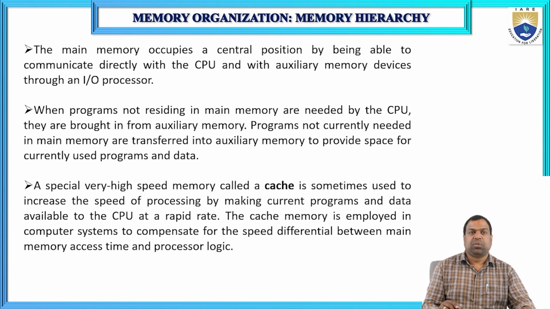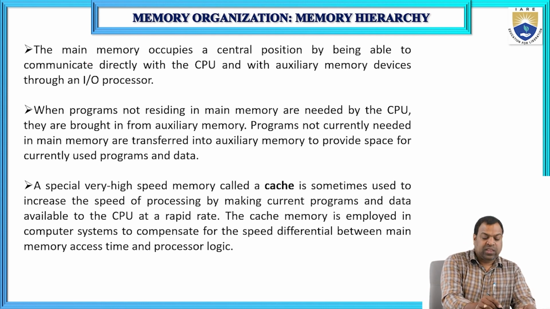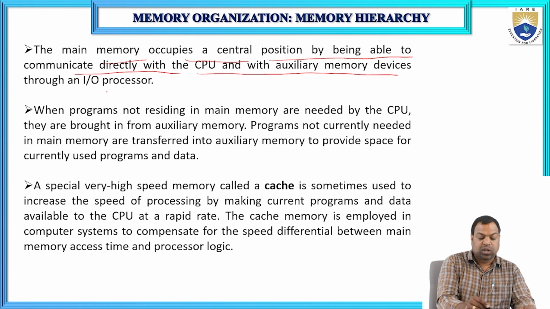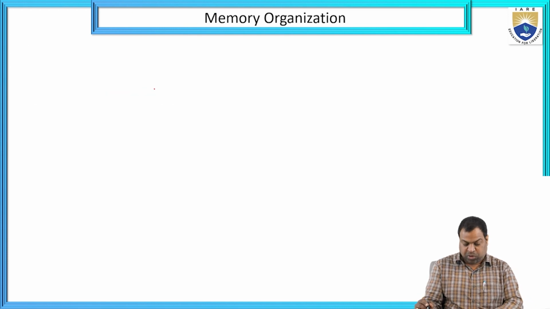The cache memory is employed in a computer system to compensate for the speed differential between main memory access time and processor logic. So when I am using main memory, when I am using auxiliary memory, and when I am using cache memory, that is the discussion. And the main memory occupies a central position by being able to communicate directly with the CPU and auxiliary memory devices through an input-output processor.